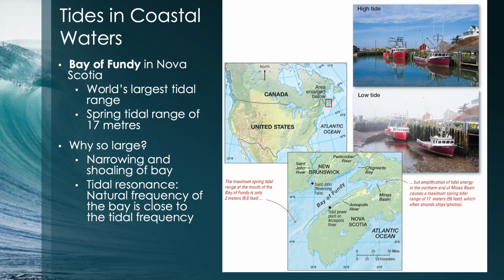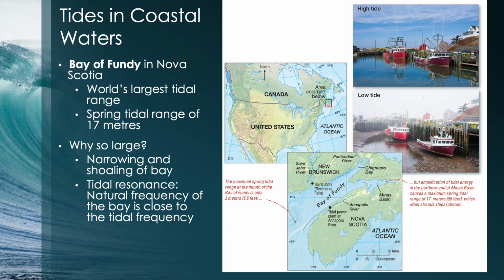Near the coastlines, we are all familiar with the fact that we often observe the tides, the water level rising up and lowering down. And you can get some very interesting phenomena in coastal waters. One of them is that you can get amplification of the tidal range. The tidal range is the height difference between high tide and low tide.